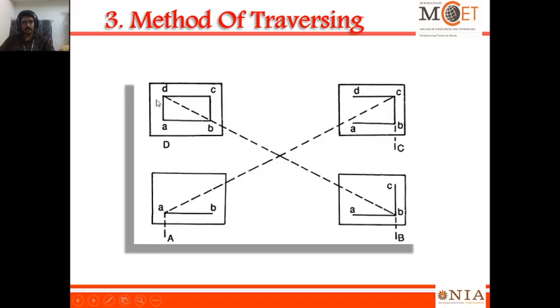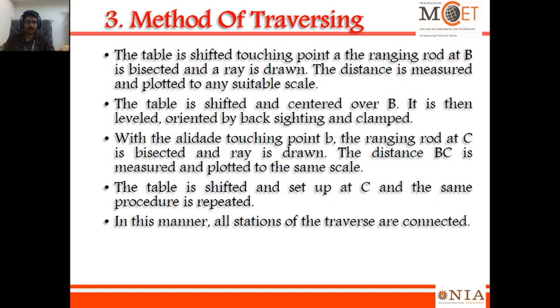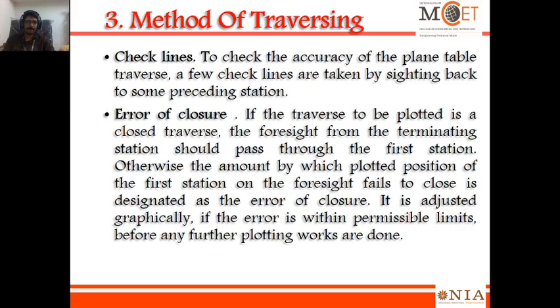Similarly, shift the instrument to D, backsight C and orient the table. Keeping the alidade at D, sight the station B. If it crosses exactly the small b in the sheet, then the traverse is completed, right? This is the procedure explained here. You can pause it and read the same thing.